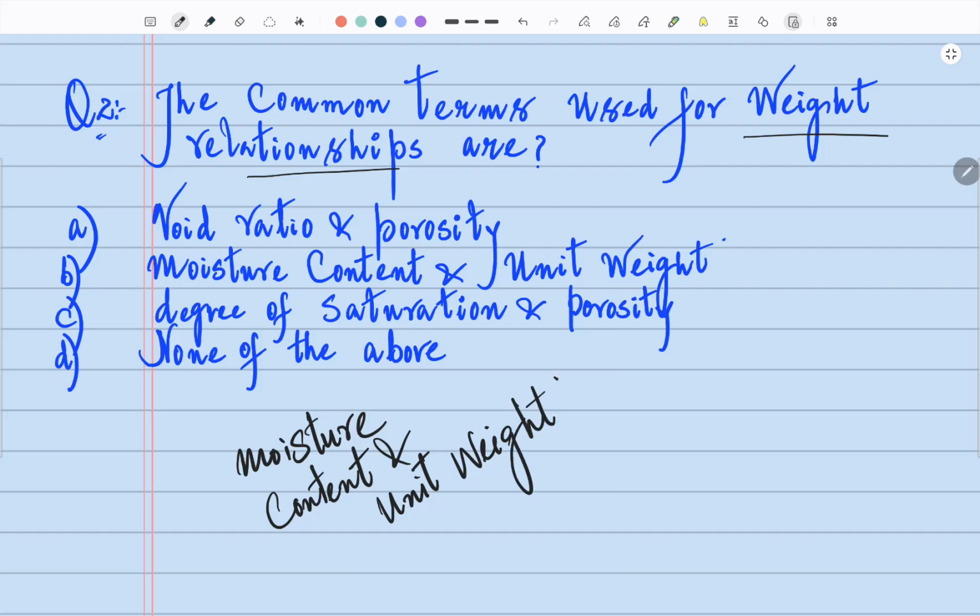All right, so the common terms used for the weight relationships are moisture content and unit weight. Option B is the correct answer. All right, moving on.